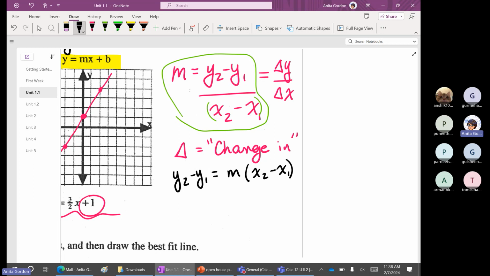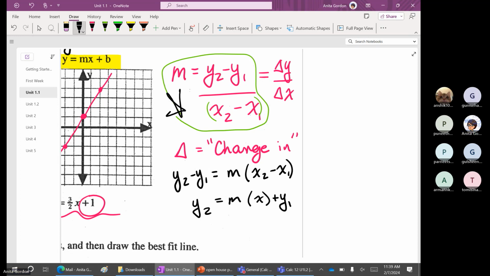And if the point that we're choosing is our y-intercept, where x is 0, or one of the x's is 0, then we can further rearrange it to this. And that brings us back to slope-intercept form. Okay, so we have a slope formula, we have a line formula. We can always manipulate them, rearrange them to solve for the thing that we want.